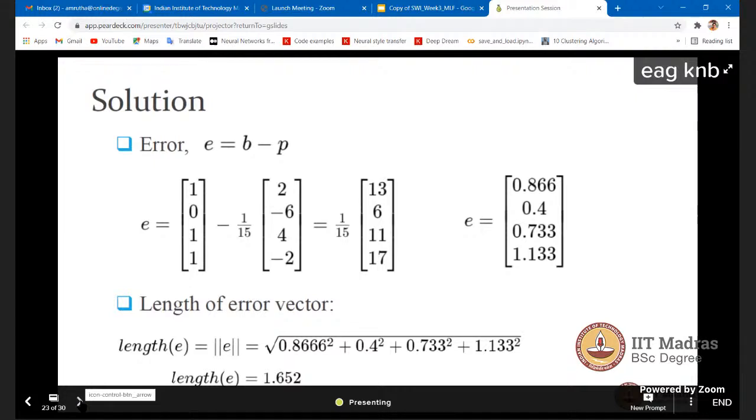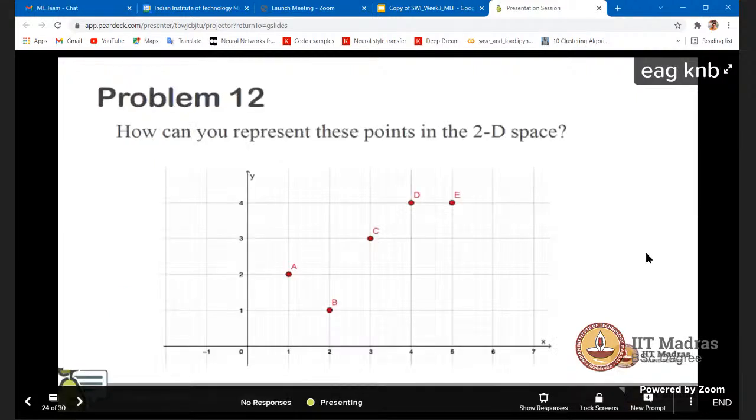Let us move on to the next question. So this is the question. How can you represent these points in the 2D space? You are given an XY plot with 5 data points, A, B, C, D, E. Consider this order for the data points: the first point is A, and the second is B, C, D, E. That's why I have given this ordinal numbering. For these data points, how will you represent them in a 2D space?